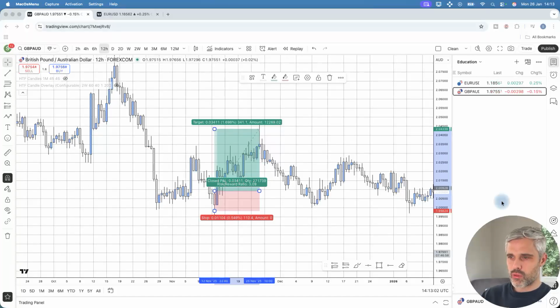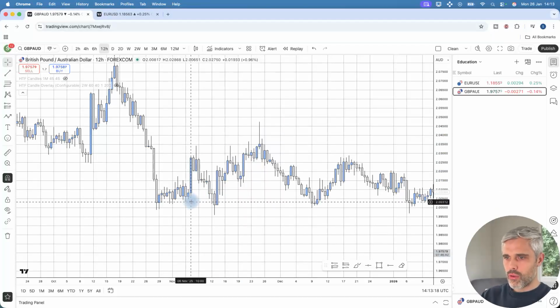I want to show you how this 3R trade on GBP AUD played out by just understanding where liquidity was resting, how it was raided, and what happened in terms of a shift that we could get involved in to take a high probability trade. So let's take a look.